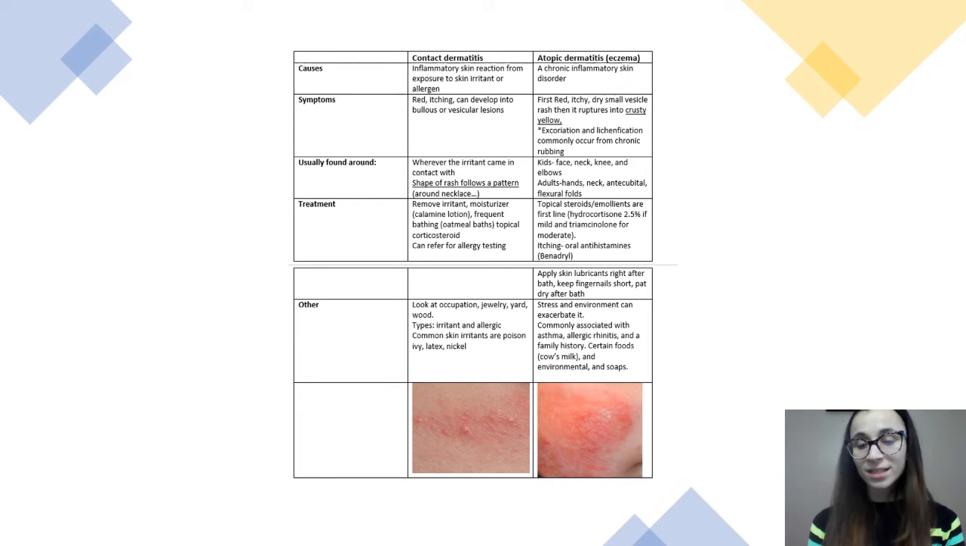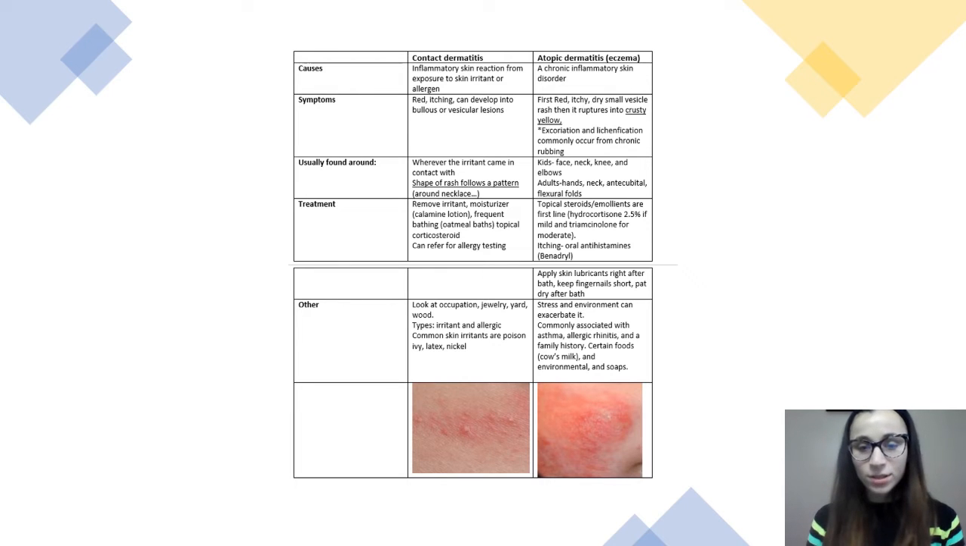Symptoms, so contact dermatitis is red, itchy, and could develop into bullous or vesicular lesions. Atopic dermatitis, first red and itchy, dry small vesicles, and then it ruptures into crusty yellow. That's the key term, crusty yellow. Just think of eczema. With eczema, it's common to be excoriated and thick because they keep scratching on it.